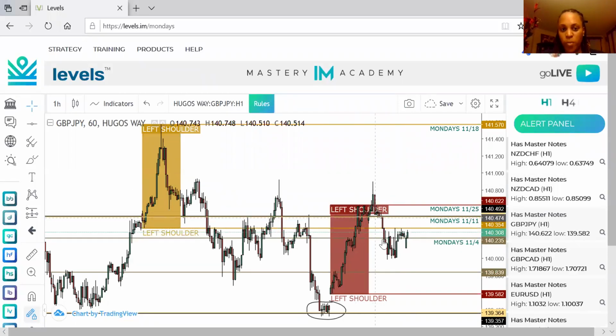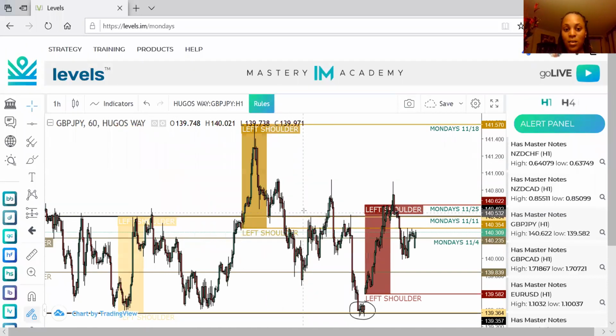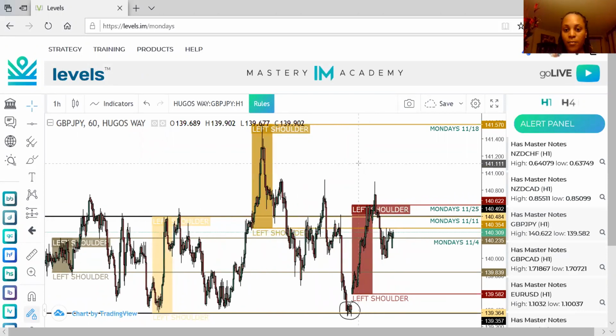Okay, I missed GBP JPY. Or did I? Did I miss GBP JPY? I could see a left. I see a left shoulder here. What do we have? Is the market going to come down here?